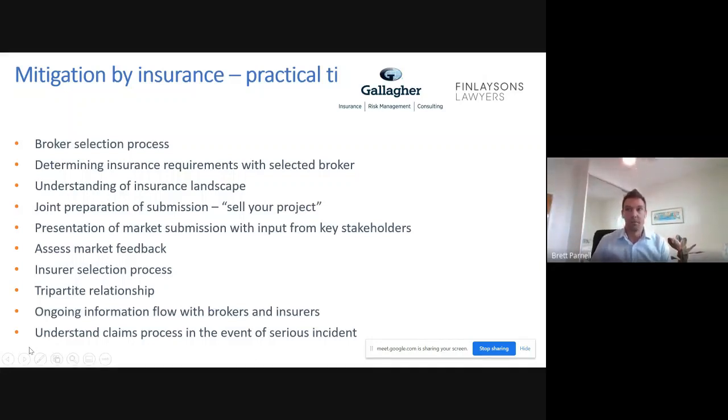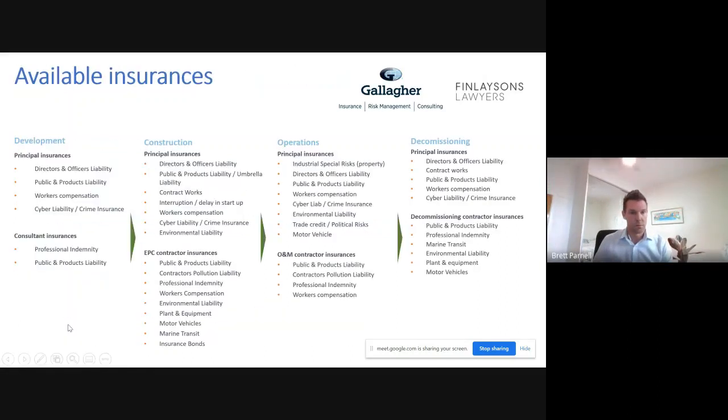Next slide. So look, appreciate this is a busy slide. And as Sam said, we don't have time to cover off all the different insurance products that are out there, but this just gives you an overview of all the different types of insurances that are available over a project timeline. Bron and I are happy to take any specific policy questions when we go to the questions shortly.